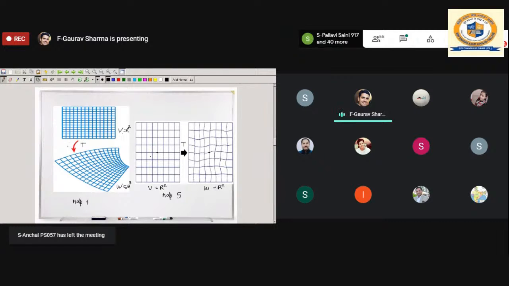Suppose origin is preserved here in map 5. Then what would you say? Is that linear? I think the word linear says that power should be one. Okay. Yes, sir.